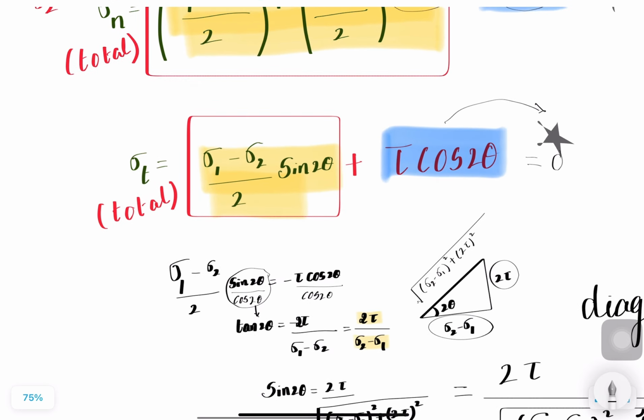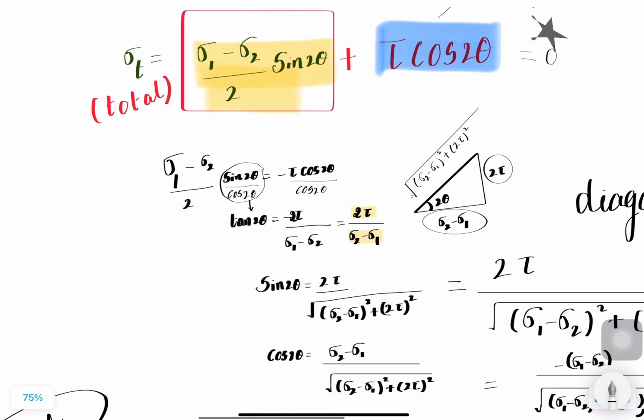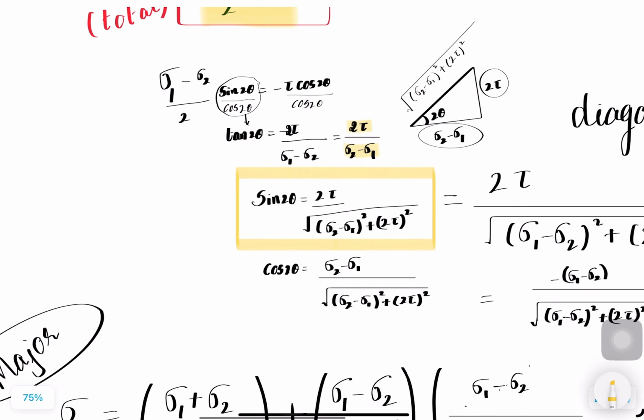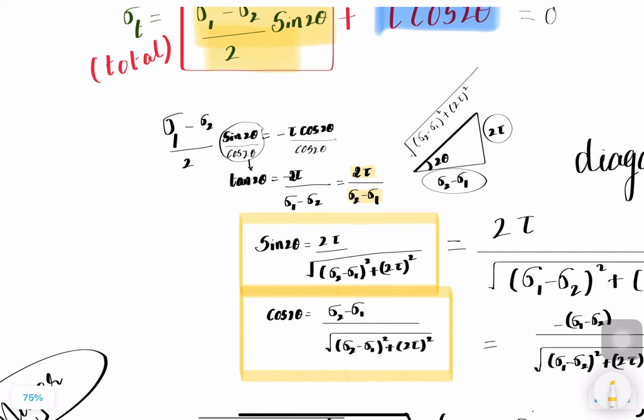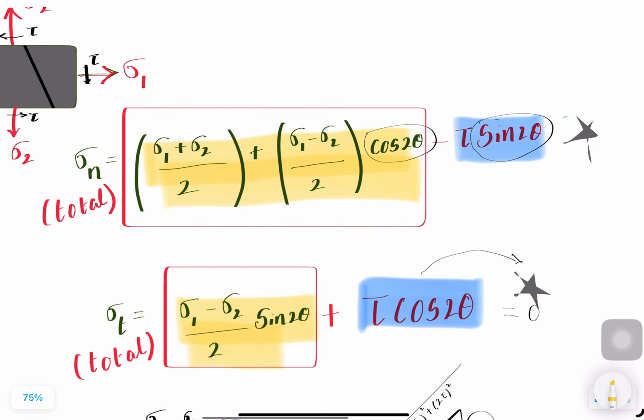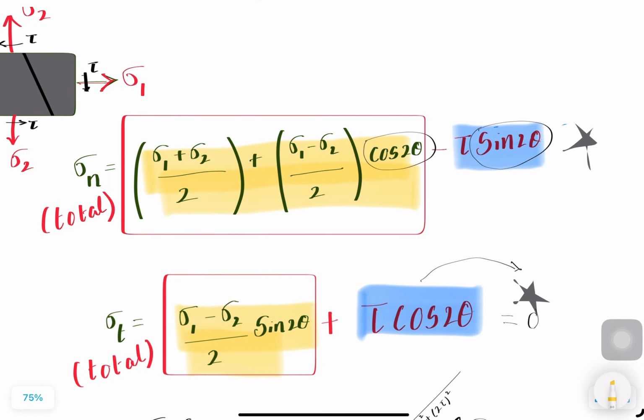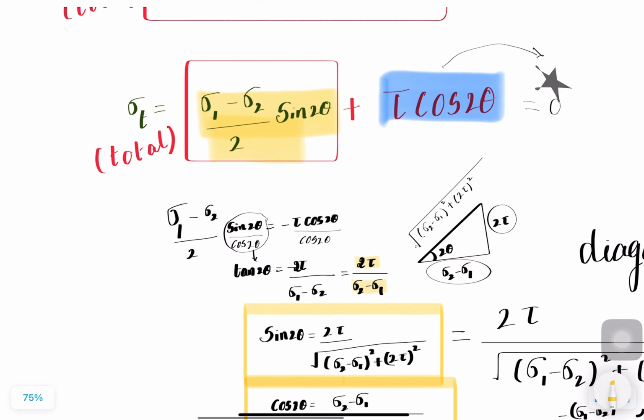So go ahead and substitute the expression for the sine 2 theta, which is opposite by hypotenuse. So that is the expression here. And also find the expression for the cos 2 theta, which is adjacent by hypotenuse. That is here. Okay, you got the expressions for sine 2 theta and cos 2 theta. All you have to do is substitute them in this equation, the first star equation. So this is what you will be getting.